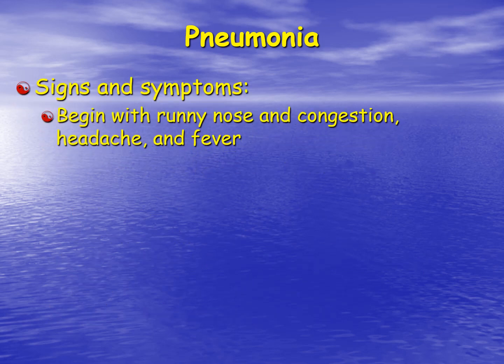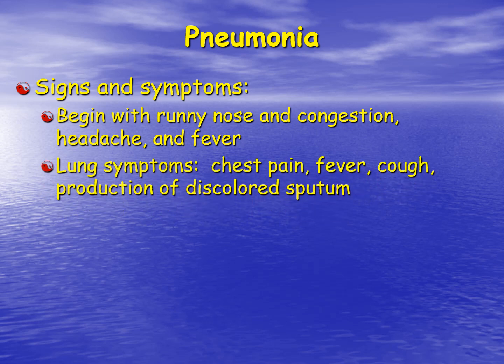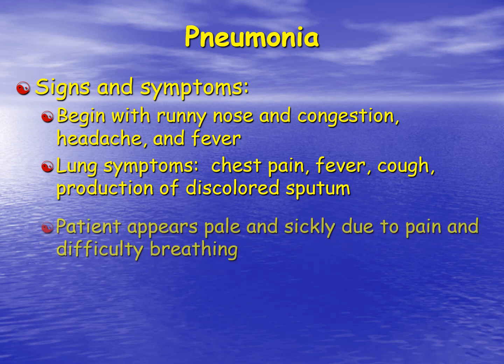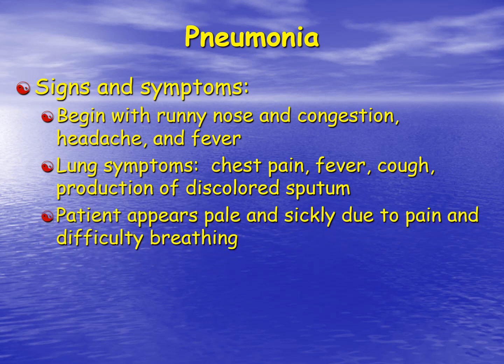Signs and symptoms. Oftentimes pneumonia begins with upper respiratory signs: runny nose, congestion of the sinuses, headache, fever. But the lung symptoms are chest pain, fever, cough, and sometimes severe coughing, and production of discolored sputum, either green or blood-streaked. Patients with pneumonia often appear pale and sickly due to the pain and difficulty in breathing. I mean, think about it. Your alveoli are filled with fluid. You can't get good oxygen exchange. Literally, pneumonia kills you by internal drowning within the alveolar space.